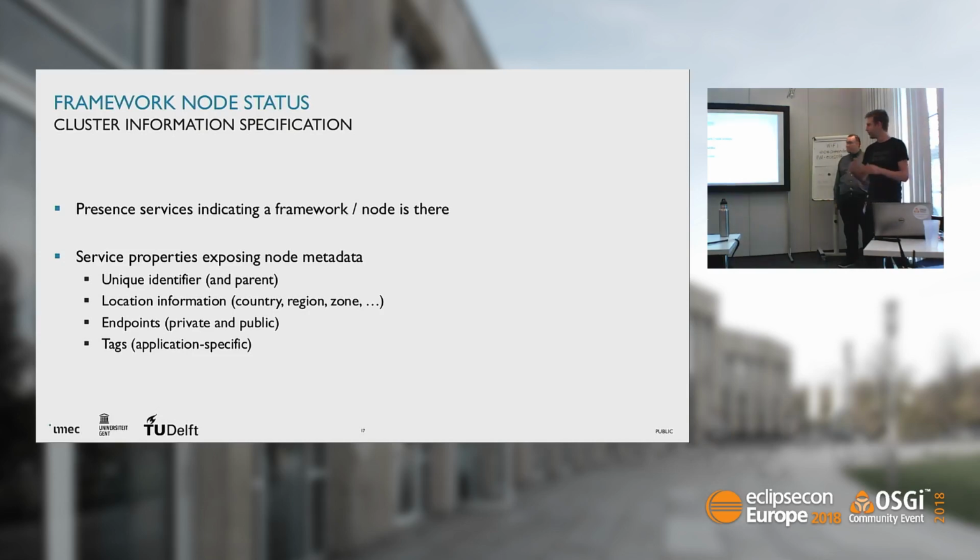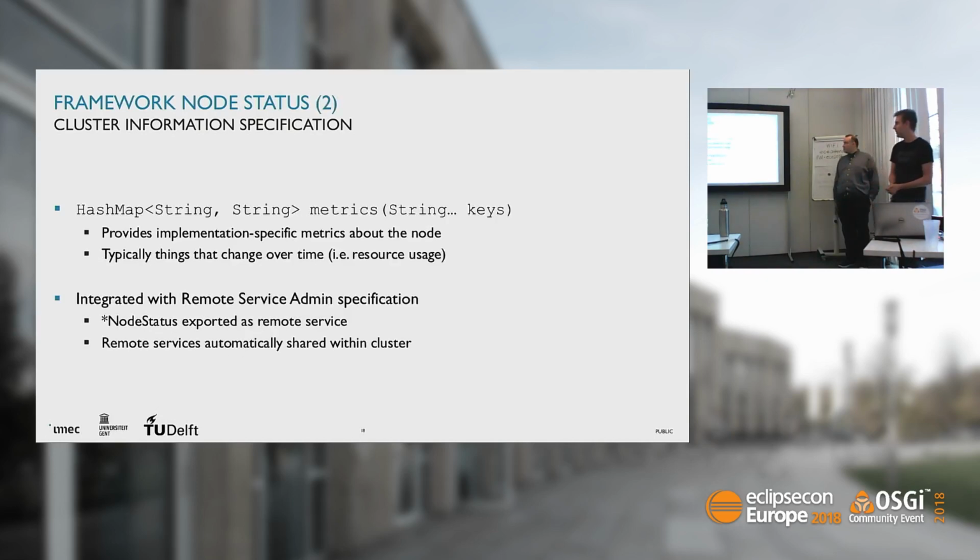You also can expose some endpoints, like how you can communicate with these nodes. These might be private endpoints. For example, in a cloud infrastructure, you often have an IP that you can use to communicate with nodes within the cloud, but not from the outside world, or public endpoints, an IP address that you can use to actually query it from the outside world. And you can also add some tags which may be application specific. These are just plain strings that you can use to indicate this is a special function or a special tag that I want to give to the node.